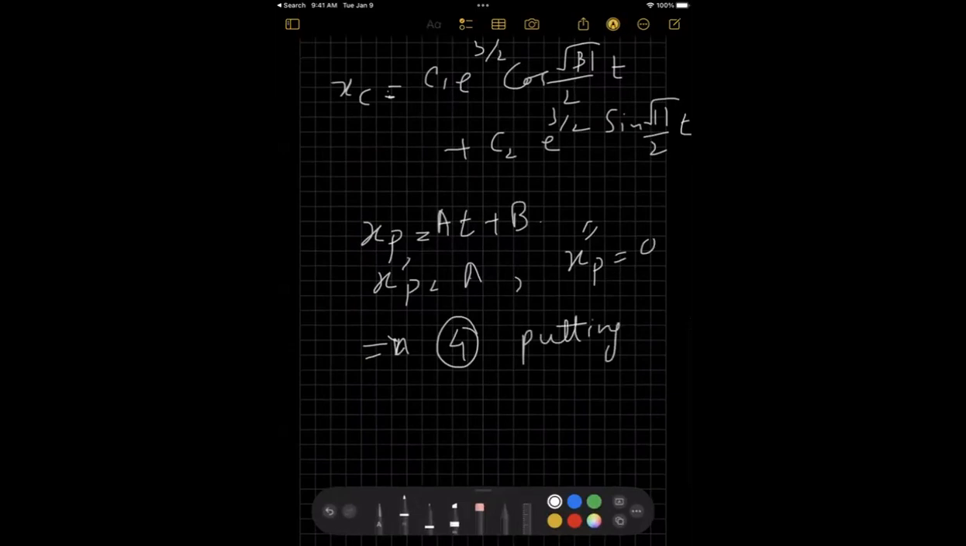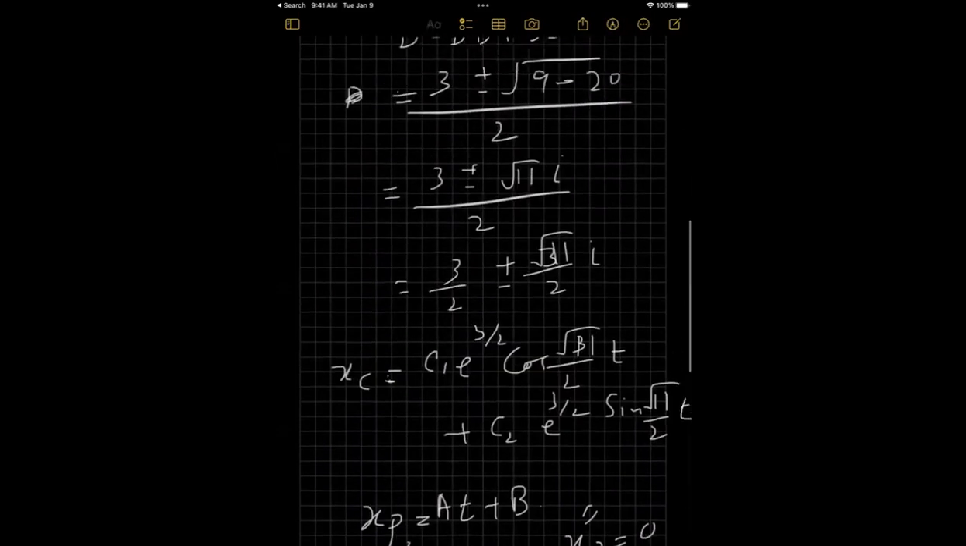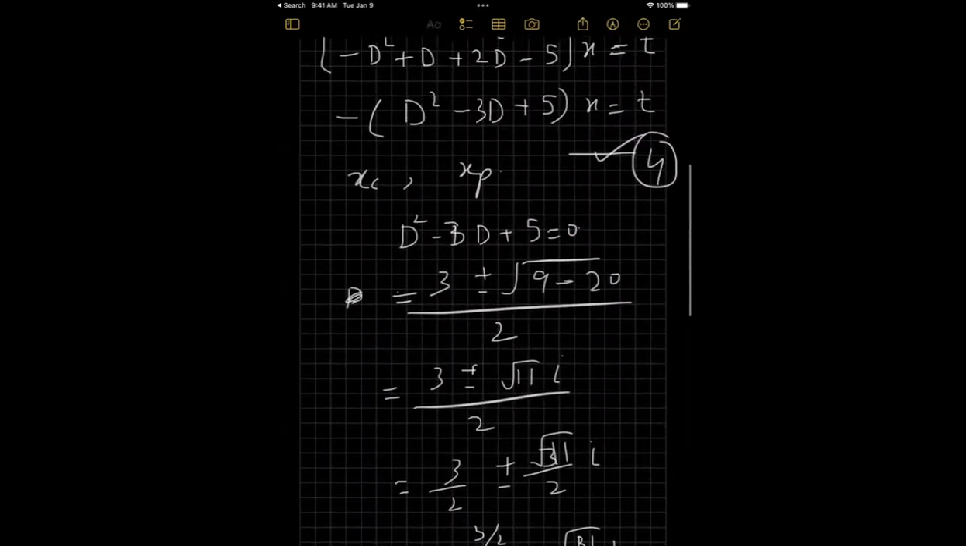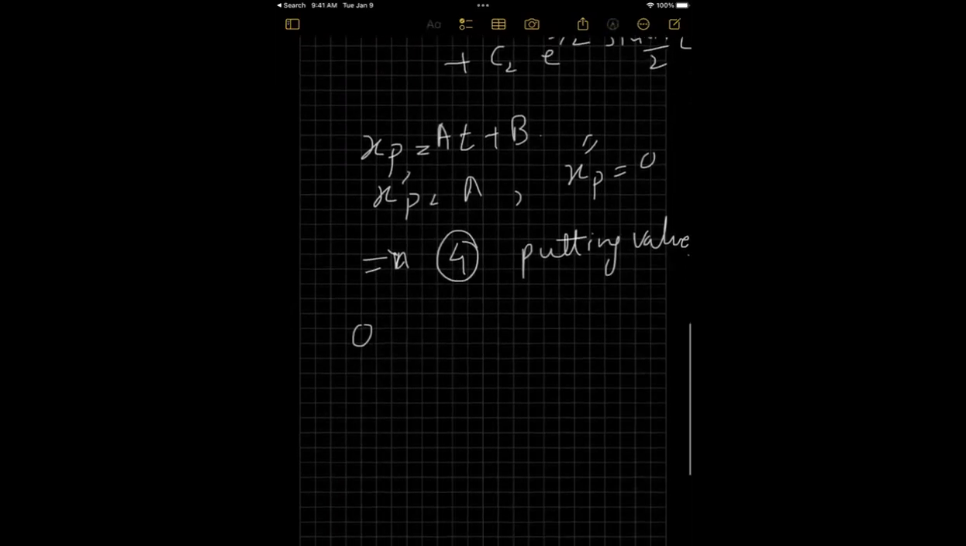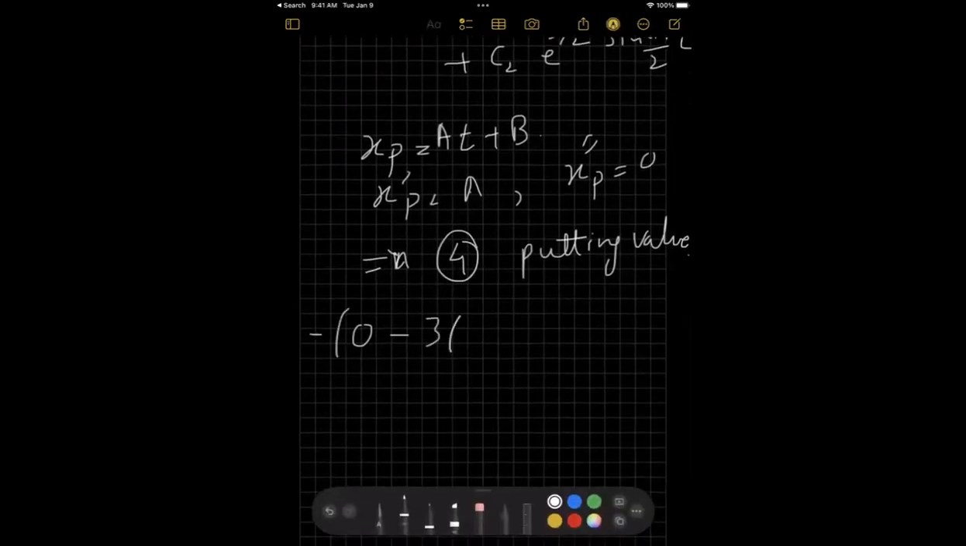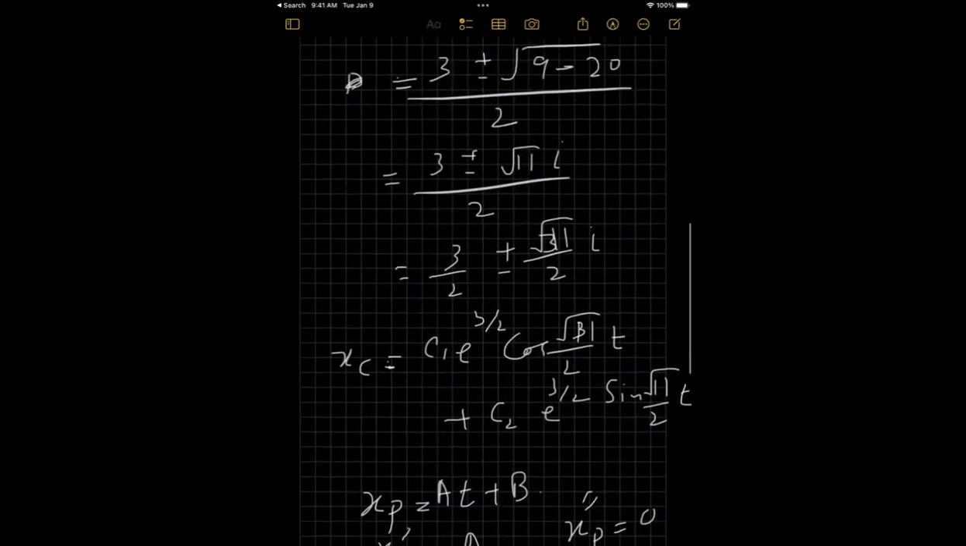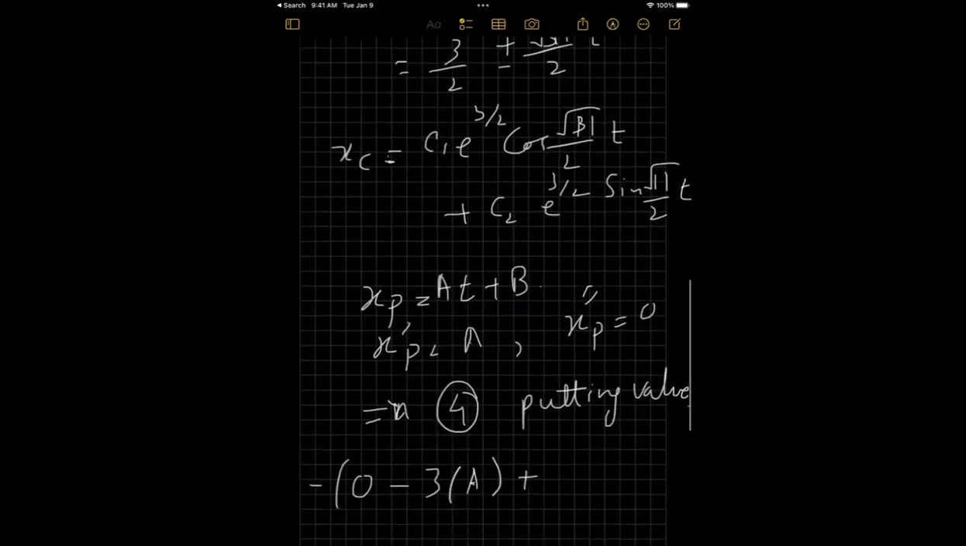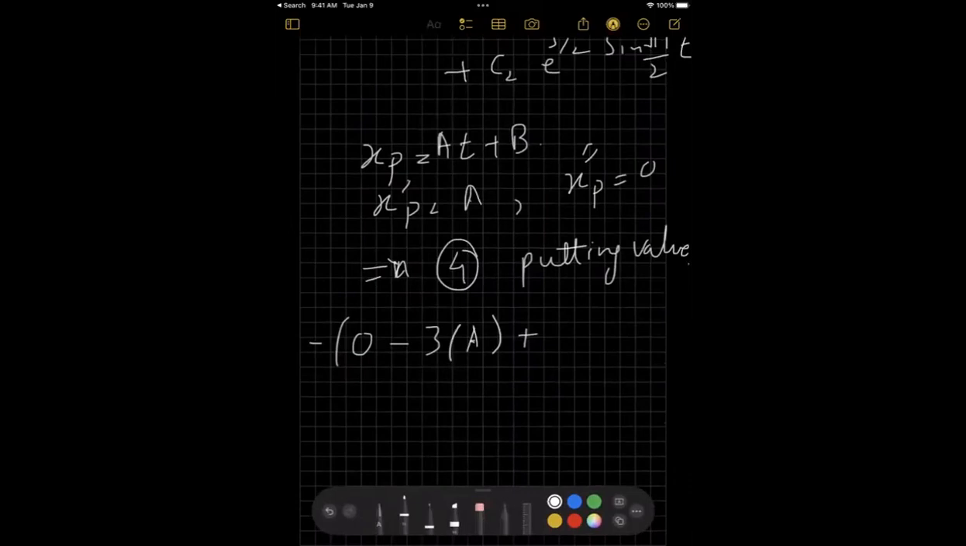Putting values in equation 4, we get 0 minus 3 into a plus 5 into at plus b, equals t. So this way we have minus 3a minus 5at minus 5b equals t.